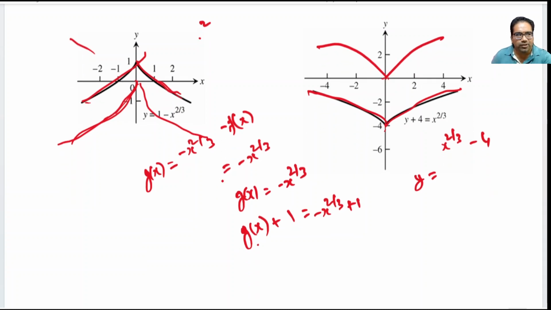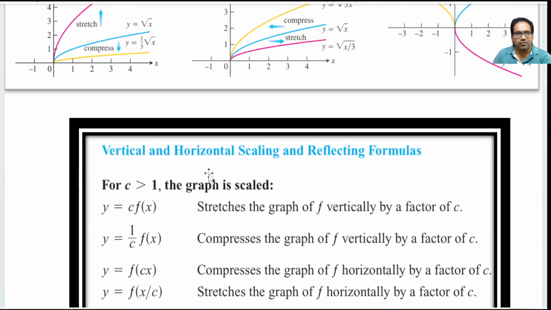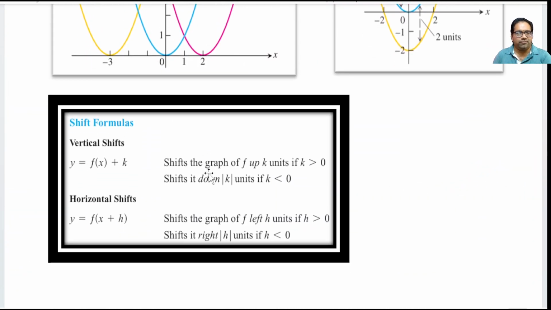Now we have done some good examples of how to shift graphs, how to transform graphs, how to compress graphs. The summary is, when you are doing a vertical shift, it is the given function plus or minus some constant. Plus means upwards, minus means downwards, by that many units. Similarly, for a horizontal shift, plus means leftwards, minus means rightwards. We have to replace x with x plus something or x minus something. This is a horizontal shift.